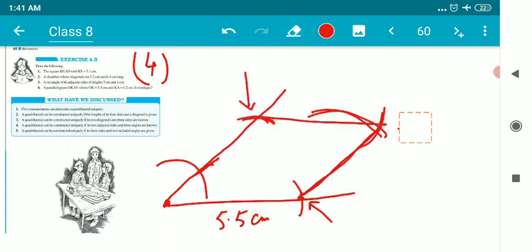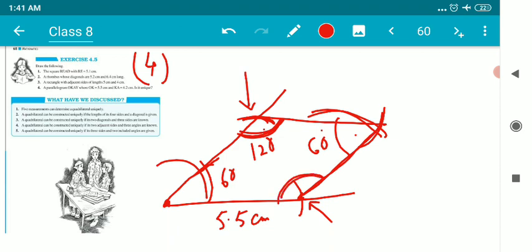My figure is looking a bit congested because I'm not using a compass. I'm using a digital board to explain. So this angle was 60-degree. Opposite angle automatically will be 60-degree, and this angle will be 120-degree. Why? Because these two angles are co-interior angles on the same side of the transversal. It will be 120, so this angle will also be 120 degree. The sum of all the angles of a parallelogram or any quadrilateral is always 360.